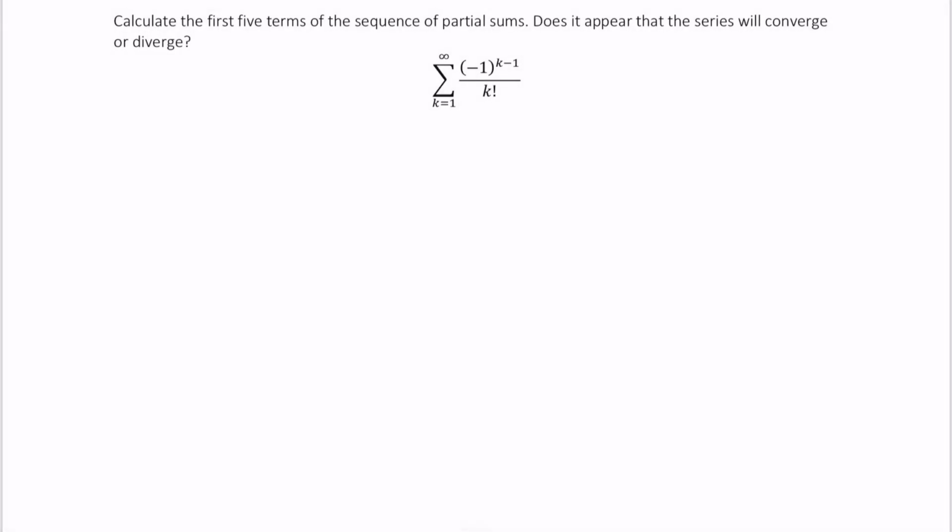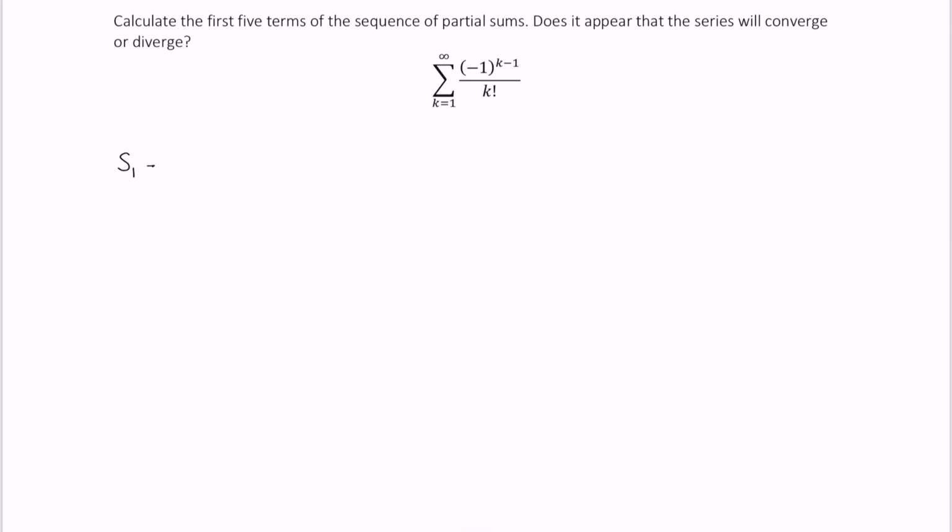Welcome. In this video, I'm going to show you how to find the sequence of partial sums for an infinite series. Now, we're not going to rigorously prove whether this converges or diverges. We're just going to look at the partial sums, find decimal approximations, and try to get an intuitive feel for whether this infinite series converges or diverges. More importantly, by the end of this video, you will know what a sequence of partial sums is.